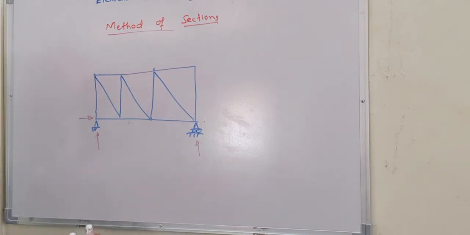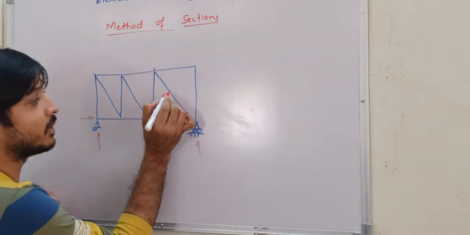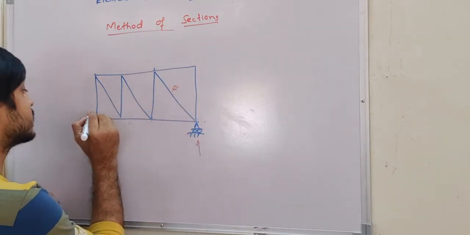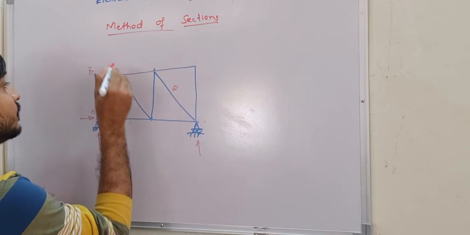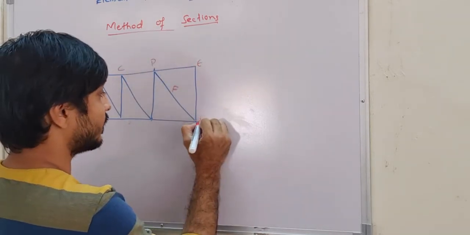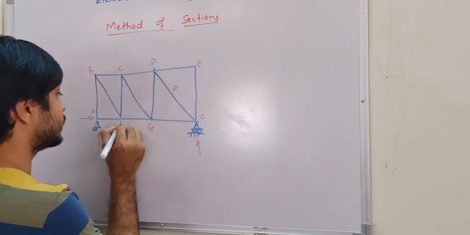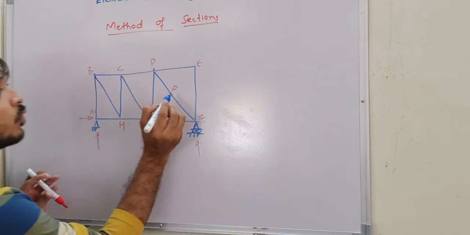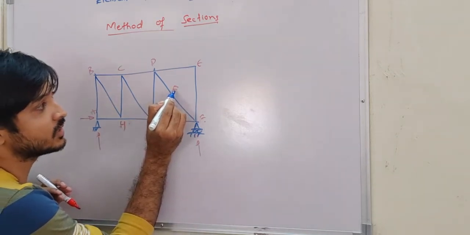Okay. So here, if I want to find out the force in this member, suppose this is the force in the member I want to find out. Suppose I'll call this A, B, C, D, E, F, G and H. Suppose this is one truss where I want to find out the force in this member.